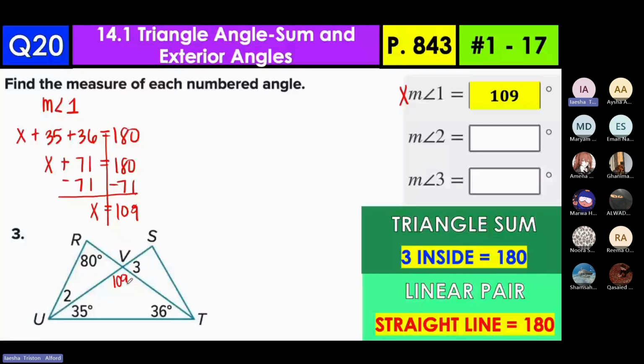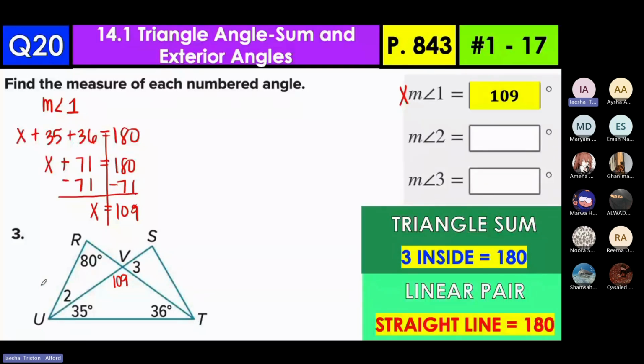Okay, what can we do now? Find angle 2. Do you remember how to find angle 2? I don't have that rule on the screen, but there's a way to find angle 2. Yeah, exterior angle: 2 inside is equal to 1 outside. Okay. We'll come back and do angle 2 last because I'm going to give you another way to do it.